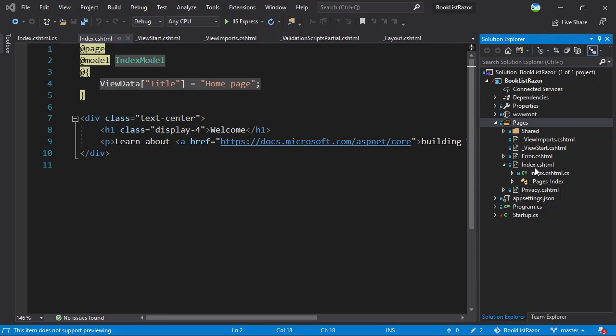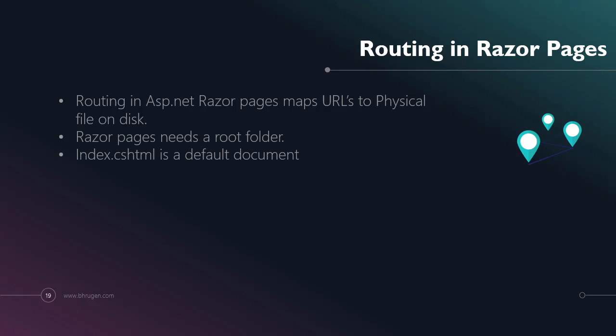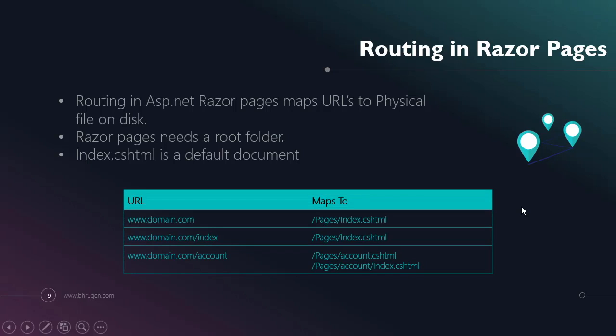Then let me switch back to the presentation, and the third rule is that index.cshtml is the default file, which means if a file name is missing from the URL, the request will be mapped to index.cshtml inside that folder. Now let's take a look at few examples. In the first example, we have www.domain.com. This will map to the pages folder and then look for index.cshtml page. Since we have not defined anything in the URL, index is the default page.